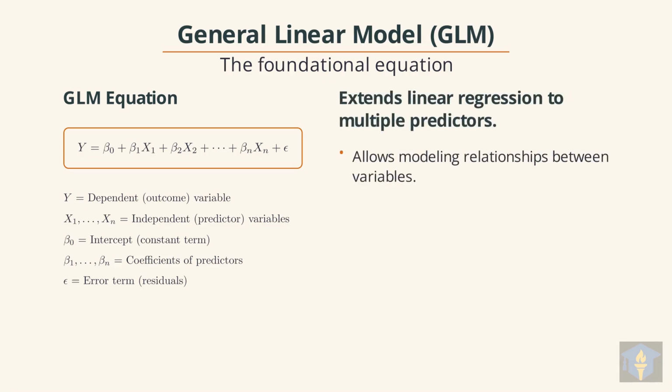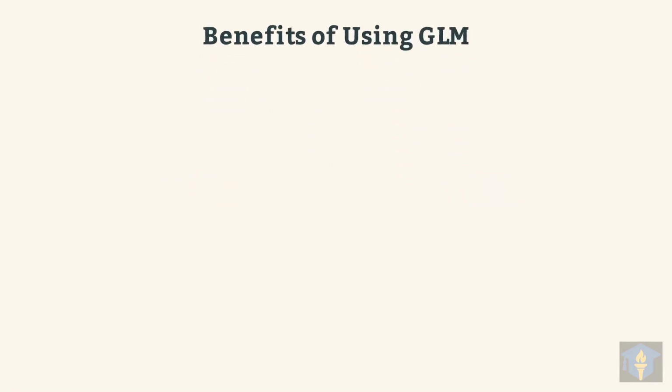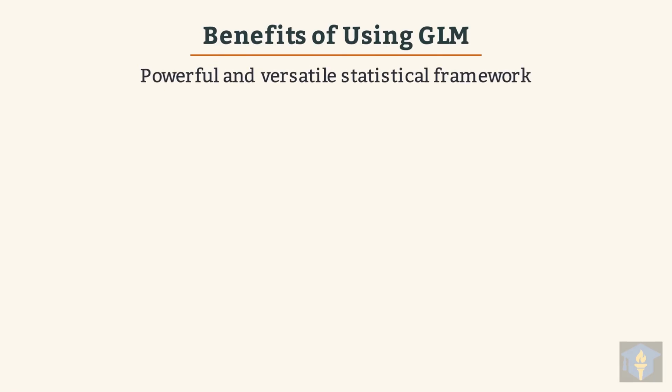Essentially, the general linear model extends simple linear regression to include multiple predictor variables. This powerful model allows us to effectively analyze and understand complex relationships between various variables. Understanding the general linear model is crucial due to its significant benefits in statistical analysis. It provides a powerful and incredibly versatile statistical framework for handling diverse research questions.